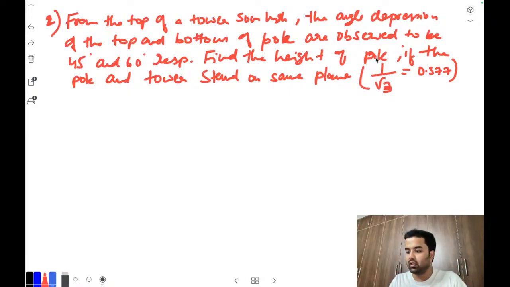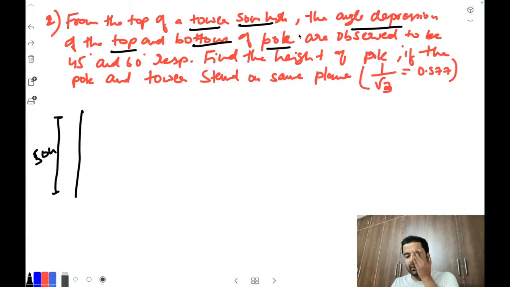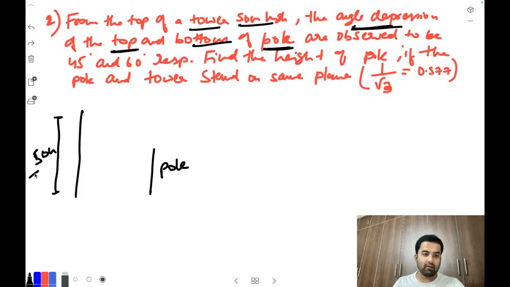Now check what the question is saying here. Let me take a different color. The top of a tower is 50-meter high. So let me make it first. Here this is the tower, it is of 50 meter. First one done. Angle of depression of top and bottom of a pole are observed. Suppose this is a pole, and this is our tower.